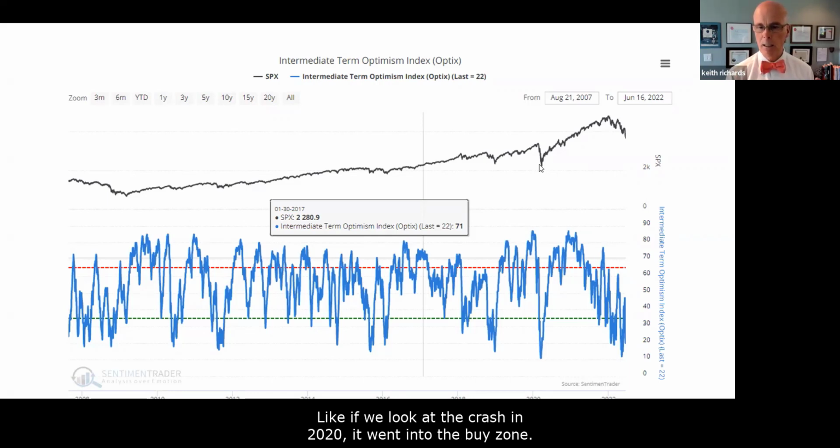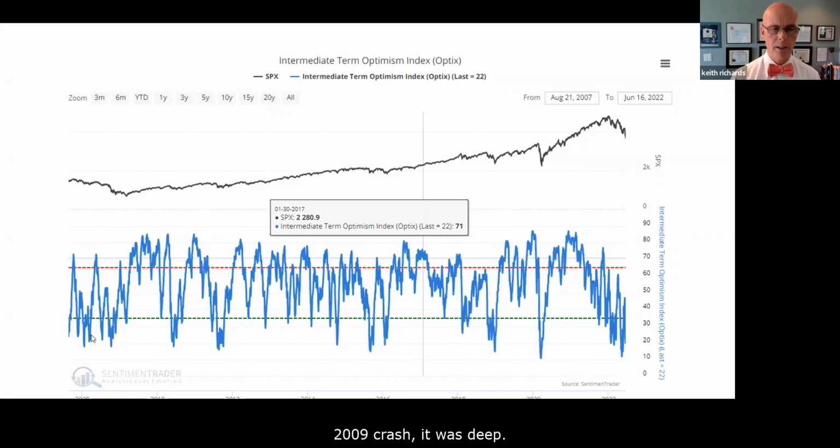Like if we look at the crash in 2020, it went into the buy zone. If we look at the crash at the end of 2018, the sell-off of 25%, pretty good lineup there. Often when it goes extremely deep, like it did in 2015 here, it gets deep. So lots and lots of opportunities there. Of course, throughout the 2008, 2009 crash, it was deep.